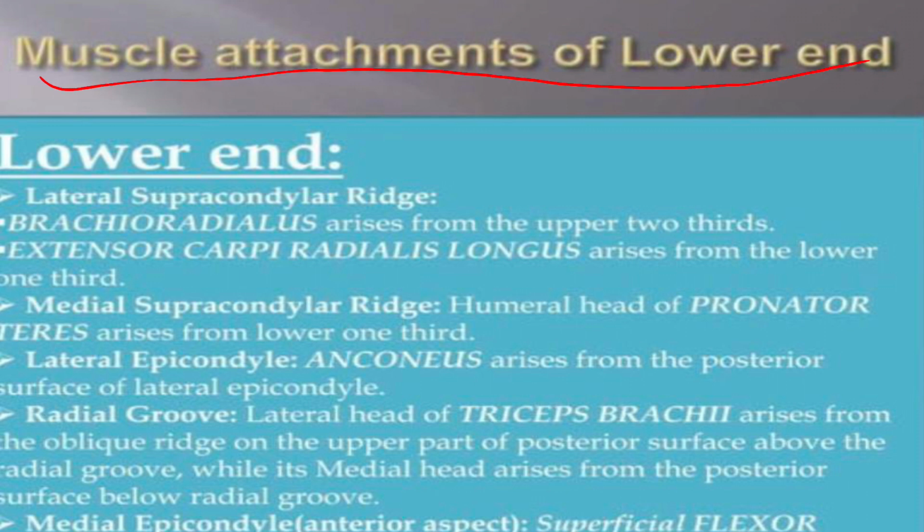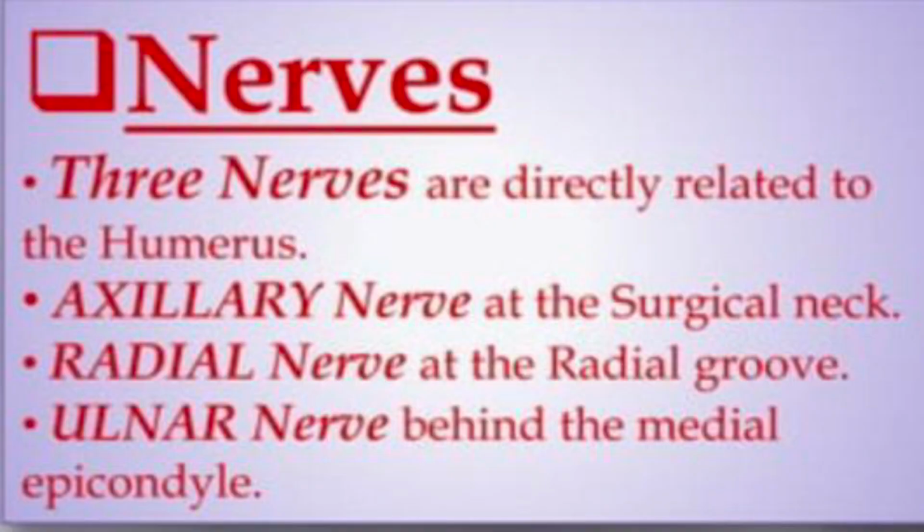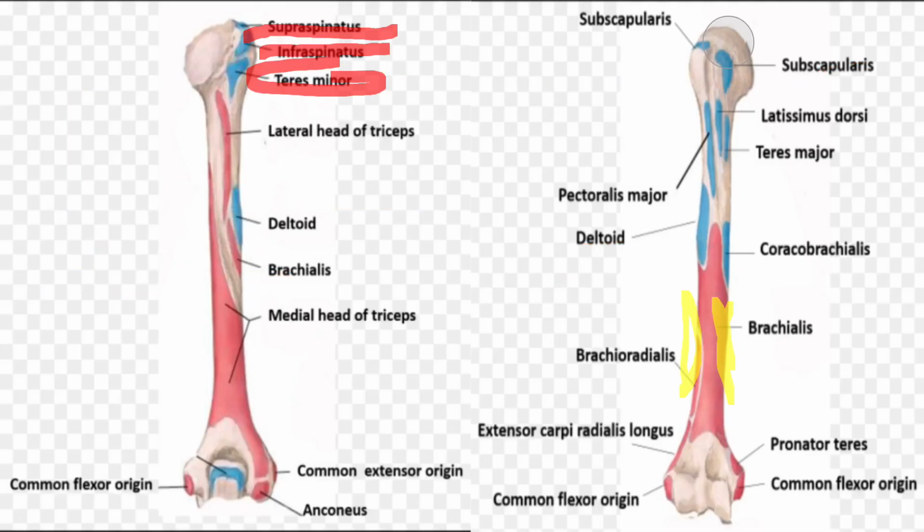Muscle attachments of lower end. Lateral supracondylar ridge provides origin to brachioradialis muscle on upper two-thirds and extensor carpi radialis longus on lower one-third. See in this diagram, brachioradialis on upper two-thirds of lateral supracondylar ridge and extensor carpi radialis on lower one-third.